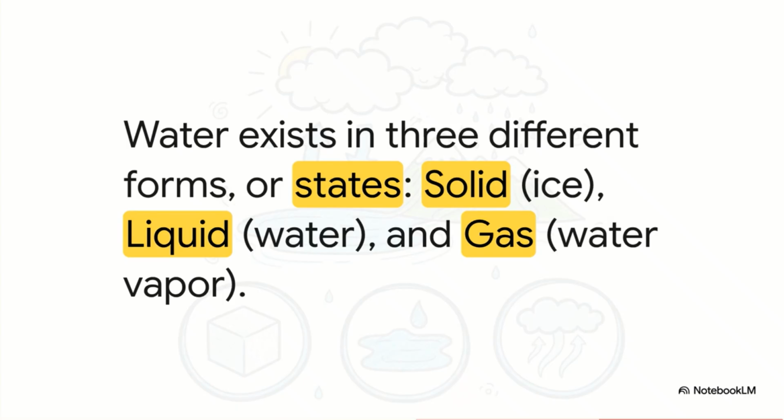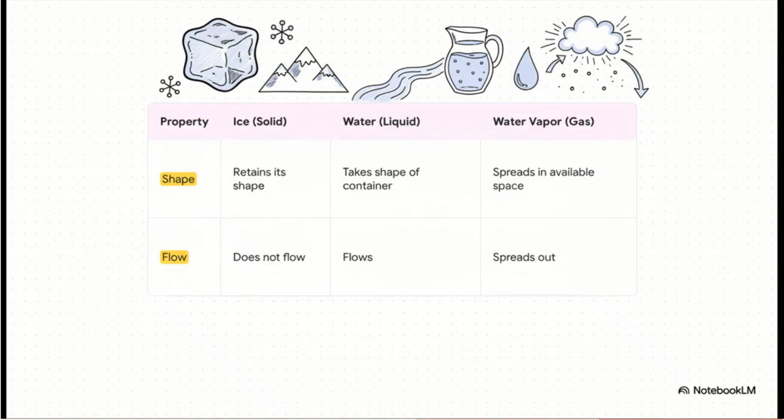And here it is, the big reveal. Ice, water, and water vapor are not different things. They are all the exact same substance, water, just wearing different outfits. Scientists call these outfits states: the solid state, the liquid state, and the gas state. This little chart here breaks it down really nicely. You've got ice, the solid. It keeps its own shape, and it definitely doesn't flow. Then there's liquid water. It'll take the shape of any container you put it in, and it flows all over the place. And finally, water vapor, the gas. It doesn't have a shape at all. It just spreads out and fills up any space it's in.